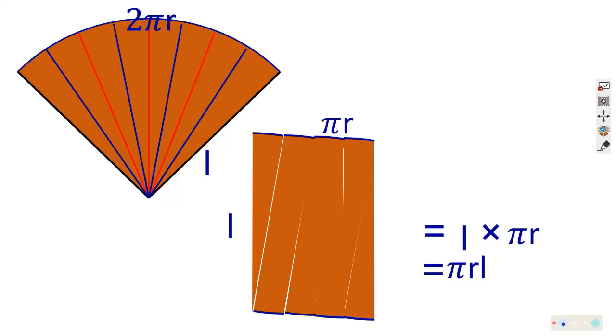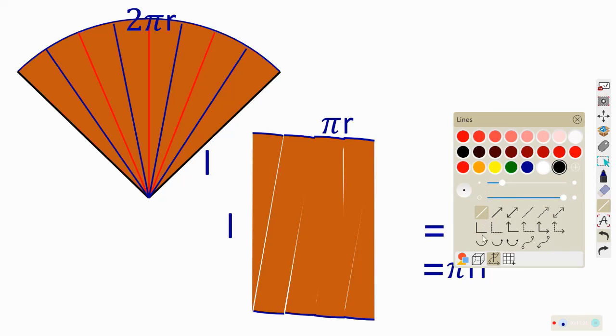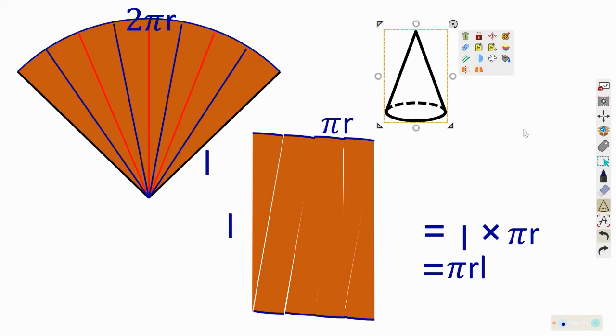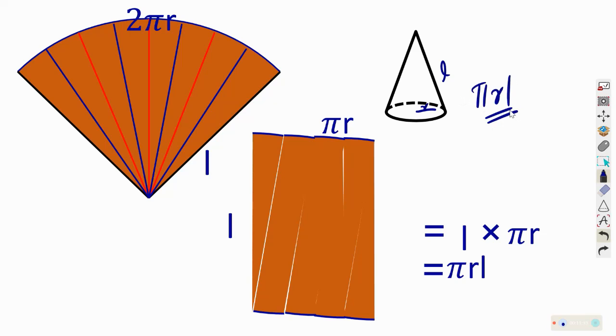So my dear students, in order to calculate the curved surface area of a cone which has slanting height L and radius R, the formula is pi R L. Learn it by heart. Proved. Keep it in mind. It is a very useful thing. Okay. Chalo, we will go ahead.